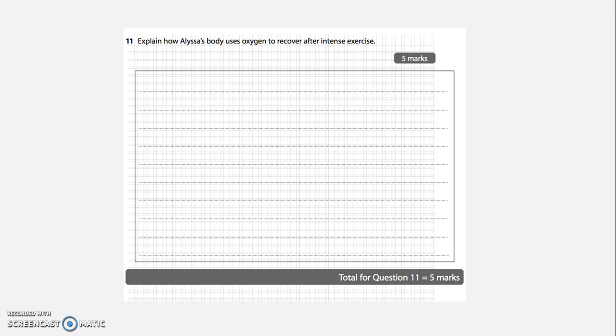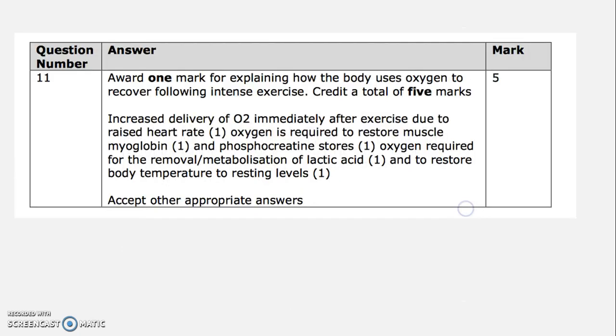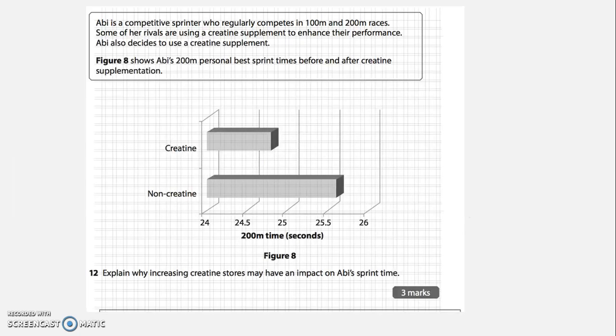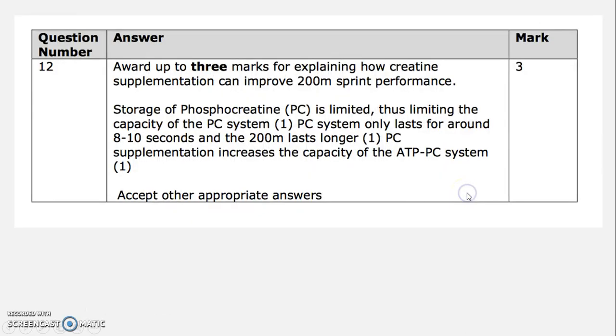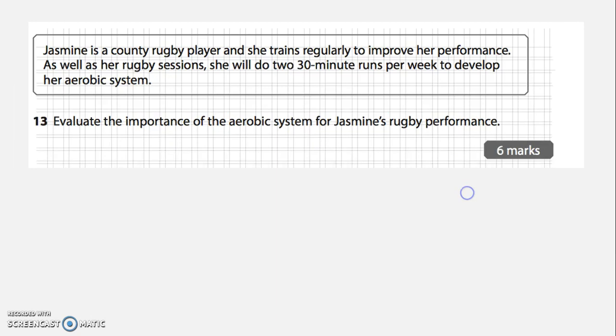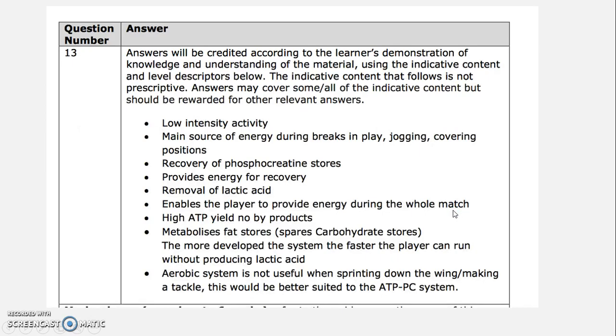Explain how Elisa's body uses oxygen to recover after intense exercise. Pause this and give it a go. There's your answer. Explain why increasing creatine stores may have an impact on Abby's sprint time. Now that's to do with an adaptation, which I'm going to go through in the next screencast, but you can still answer that. So pause this and give it a go. There's your answer. Evaluate the importance of the aerobic system for Jasmine's rugby performance. You might want to read this part as well. Due to time, I'm running out, so just pause that and give it a go. And there's your answer for that one.